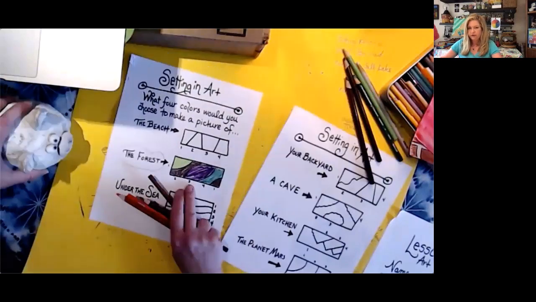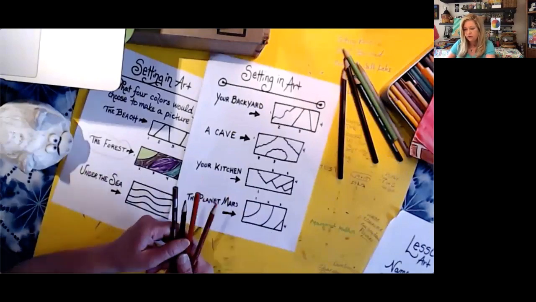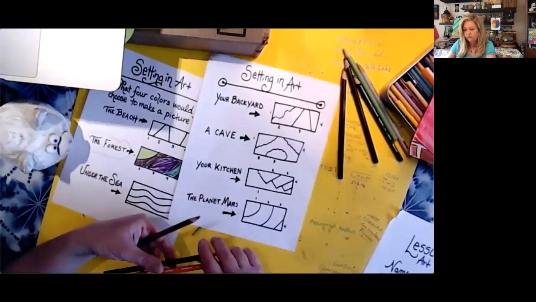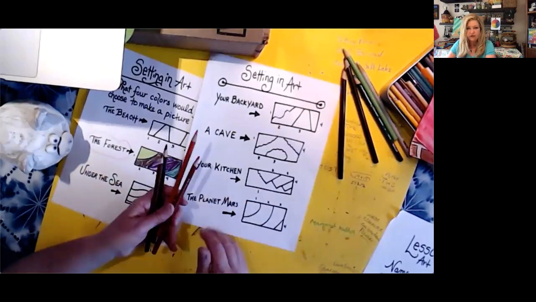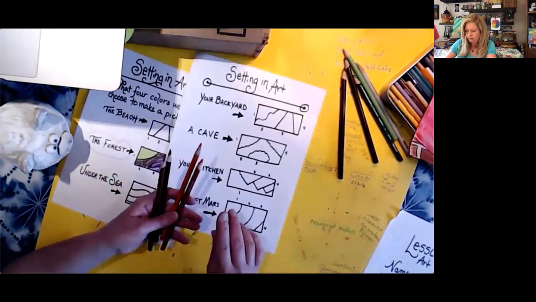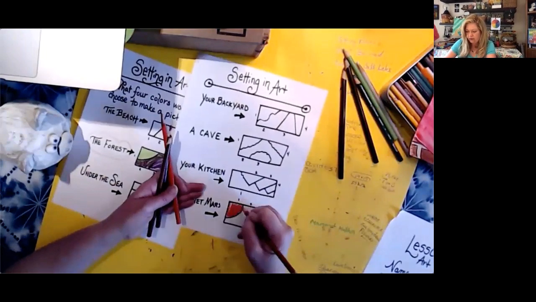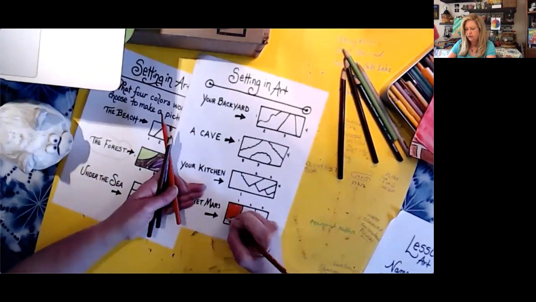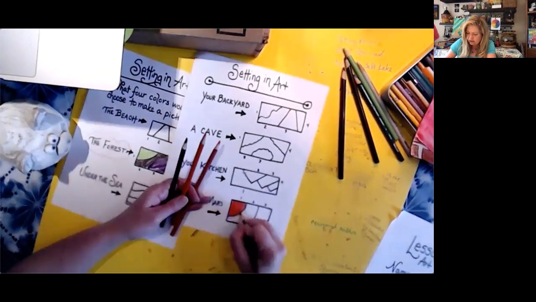So, planet Mars. I think from the things we know about Mars, that browns and oranges are probably a good idea. So that's what I chose. I'm just going to color in my palette here for planet Mars, and I want to see how these colors look next to each other.